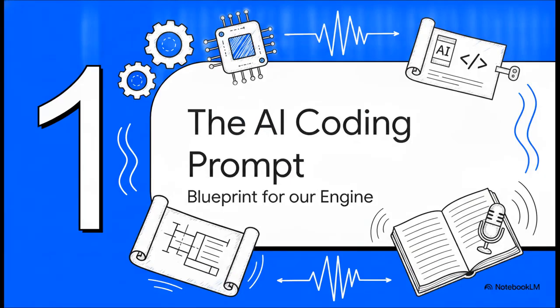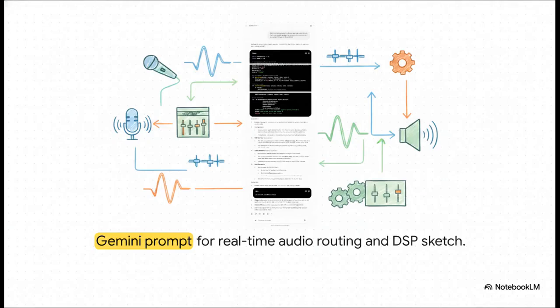Let's kick things off right at the beginning, the AI coding prompt, which is essentially the blueprint for our entire engine. Looking at the specific language used to prompt the Gemini AI, you really have to notice the dual goal here. The prompt specifically asks for a Python sketch to choose and route audio devices for real-time playback from mics to speakers, but also to apply DSP tasks at the exact same time, right?